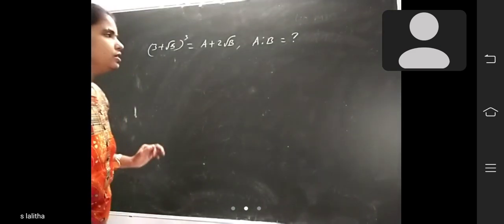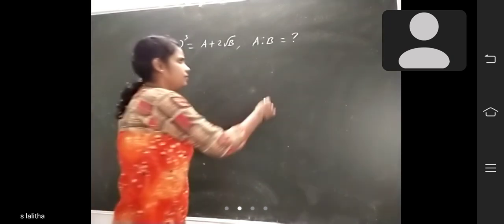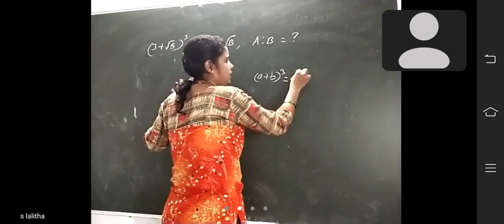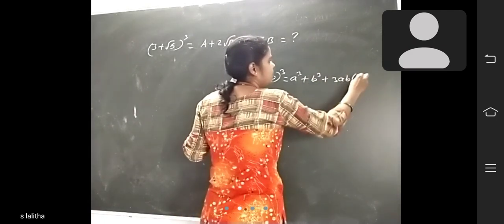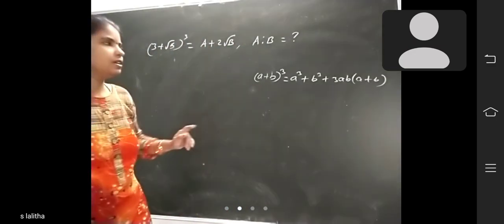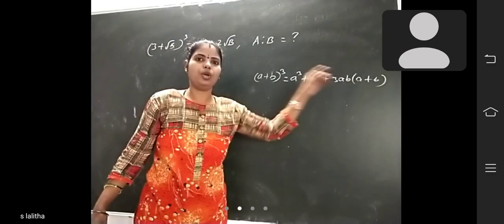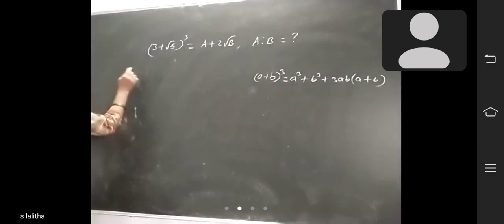How can you find? It is in the form of (a plus b) whole cube. What is the (a plus b) whole cube formula? Did you remember that one? a cube plus b cube plus 3ab into (a plus b). Already you learned in 8th class. (a plus b) whole cube is equal to a cube plus b cube plus 3ab into (a plus b). So you can utilize this one.